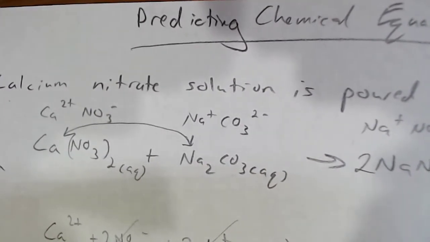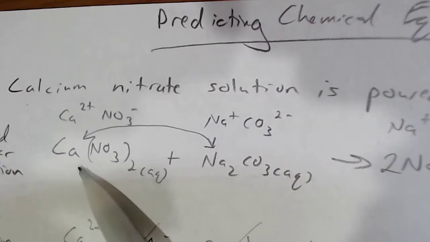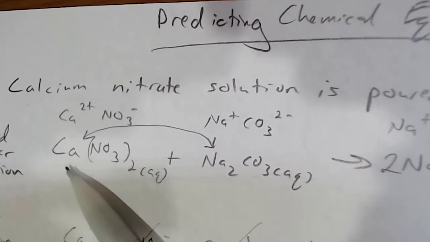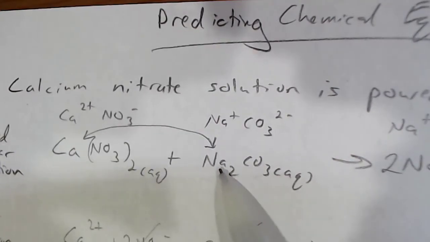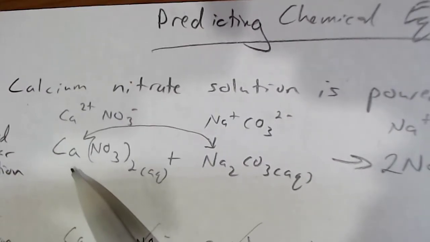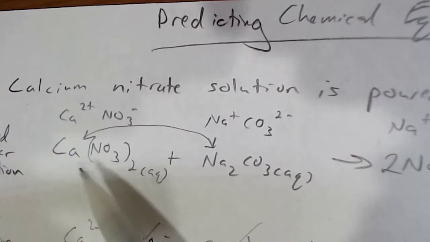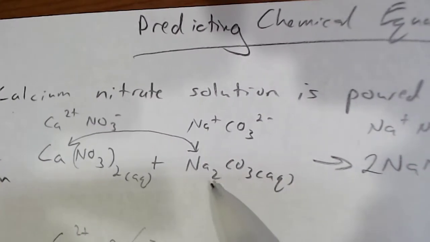Now, to predict this reaction, you can see that metals switch places with metals or with hydrogen. So here, calcium will switch places with sodium. This is a double replacement reaction, when you have a compound that has ions in both parts reacting with another compound that has ions in both parts.